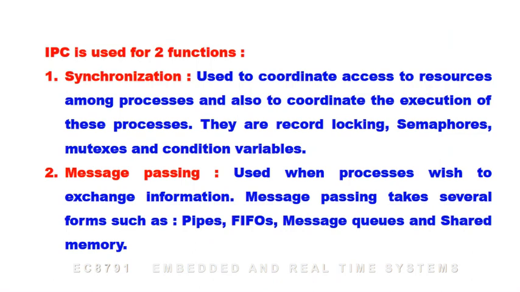IPC is used for two functions, synchronization and message passing. Synchronization is used to coordinate access to resources among processes and also to coordinate the execution of these processes. They are record locking, semaphores, mutexes, and condition variables. Message passing is used when processes wish to exchange information. Message passing takes several forms such as pipes, first in first out, message queues, and shared memory.